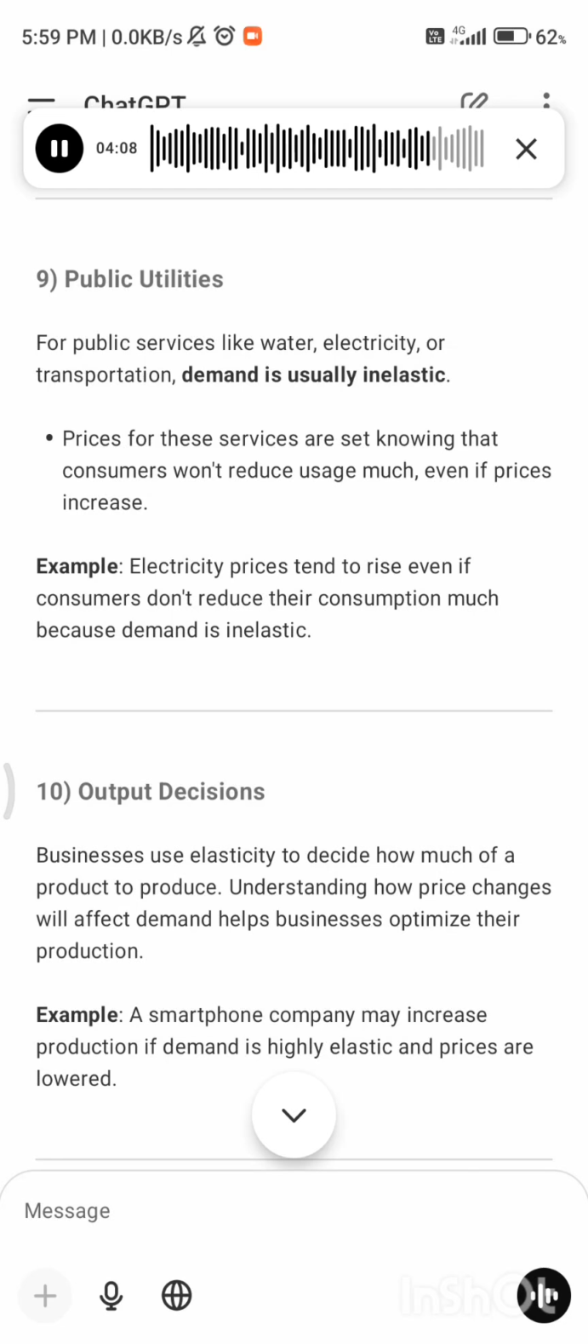10. Output decisions. Businesses use elasticity to decide how much of a product to produce. Understanding how price changes will affect demand helps businesses optimize their production. Example, a smartphone company may increase production if demand is highly elastic and prices are lowered.